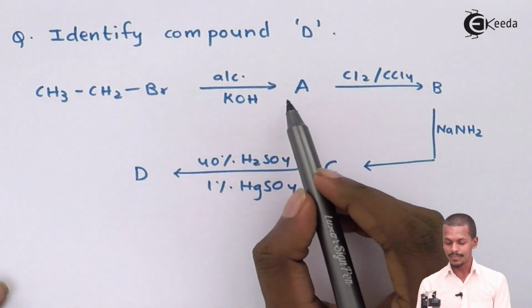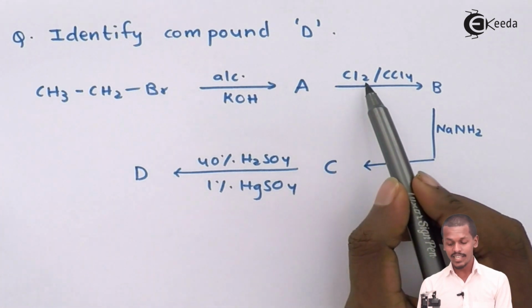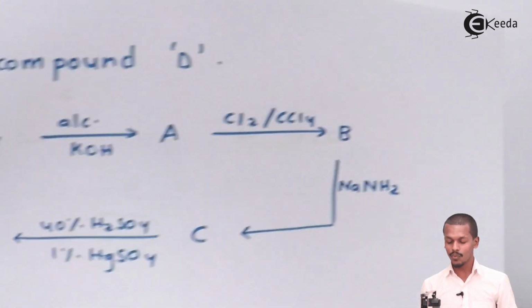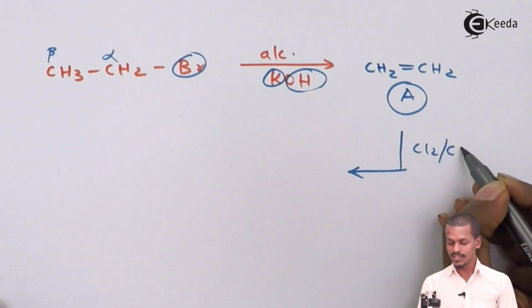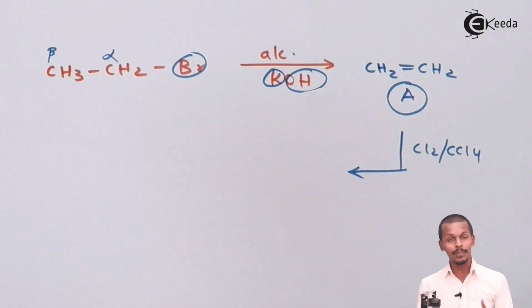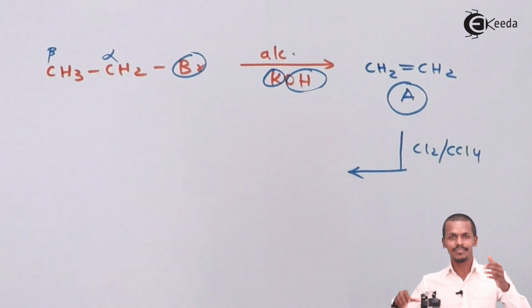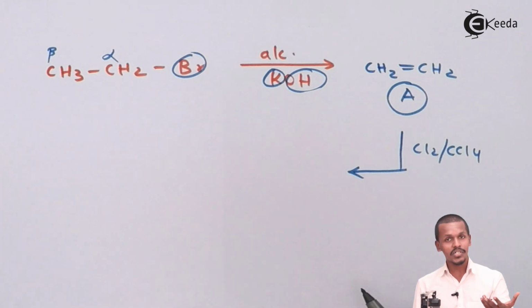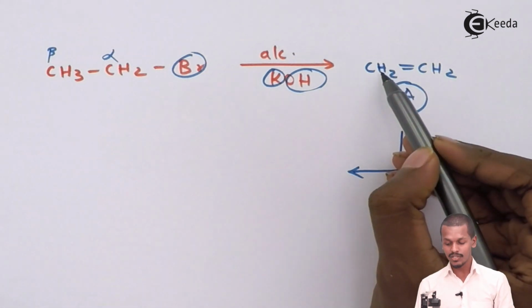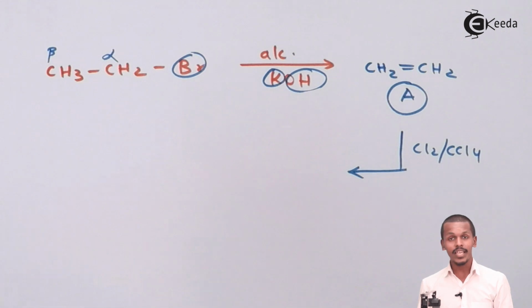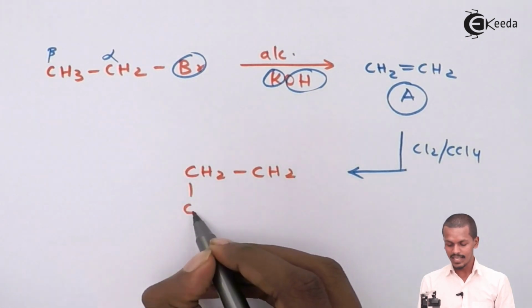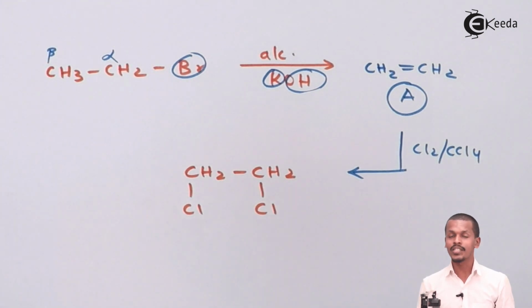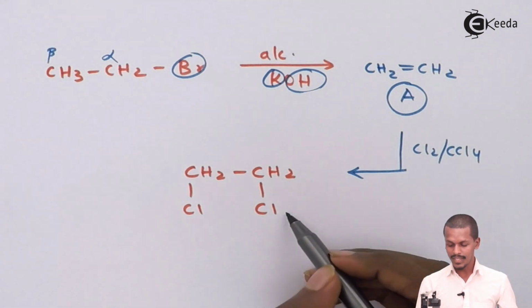That is ethene. And that ethene is reacted with Cl2 in presence of CCl4. So this is an addition process that takes place over here, where one Cl would attach here and another Cl atom would attach here, forming CH2Cl-CH2Cl, which is called 1,2-dichloroethane. And this is the product B that we have got.